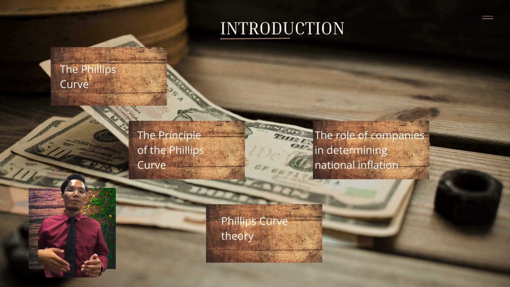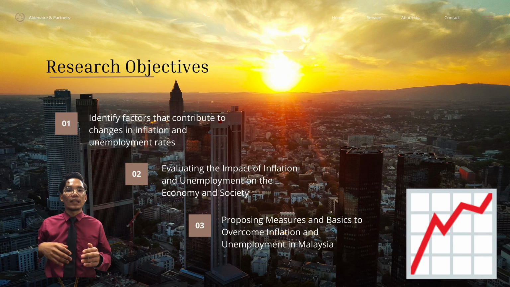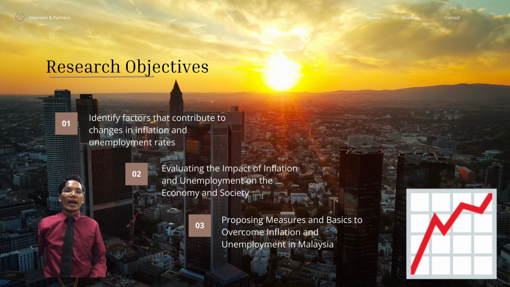I will present some main points about the objectives found in the assignment under the heading of inflation and unemployment. Number 1. Identify factors that contribute to change in inflation and unemployment rate. Number 2. Evaluate the impact of inflation and unemployment on the economy and society. And next, proposing measures and policies to overcome inflation and unemployment in Malaysia.